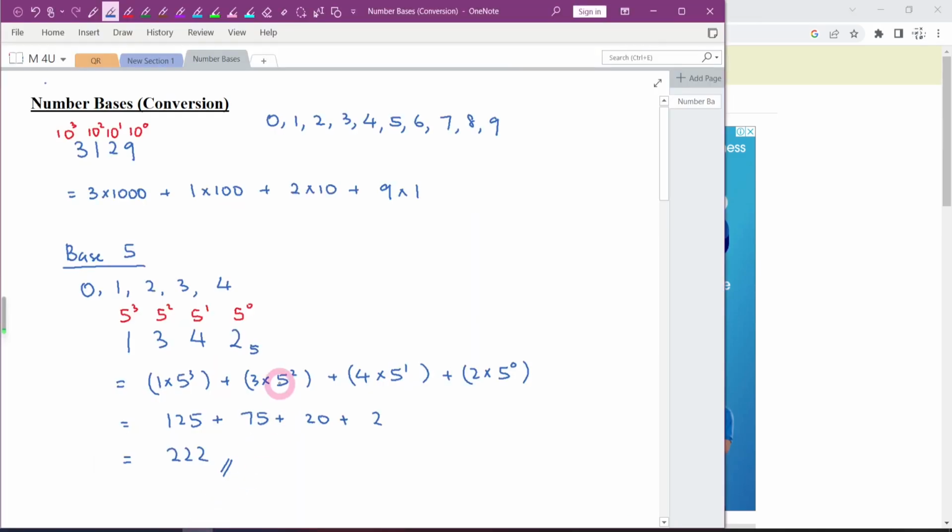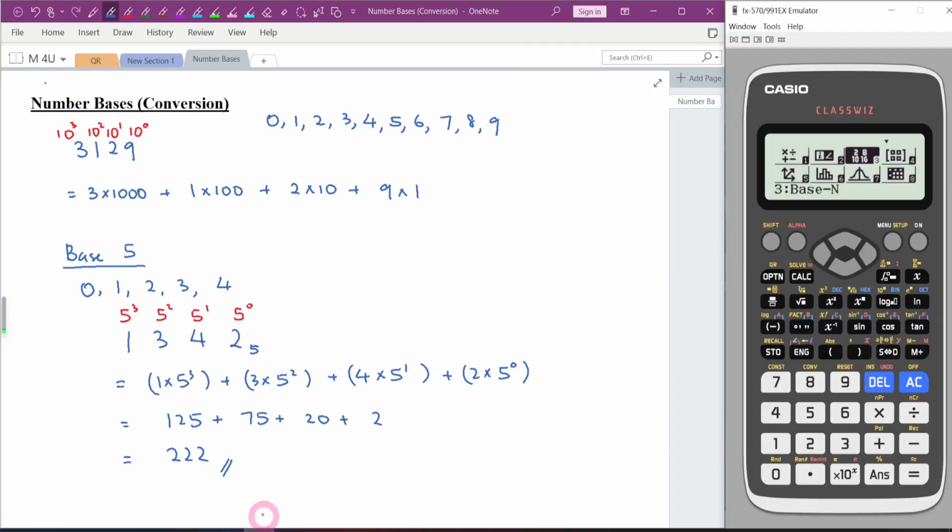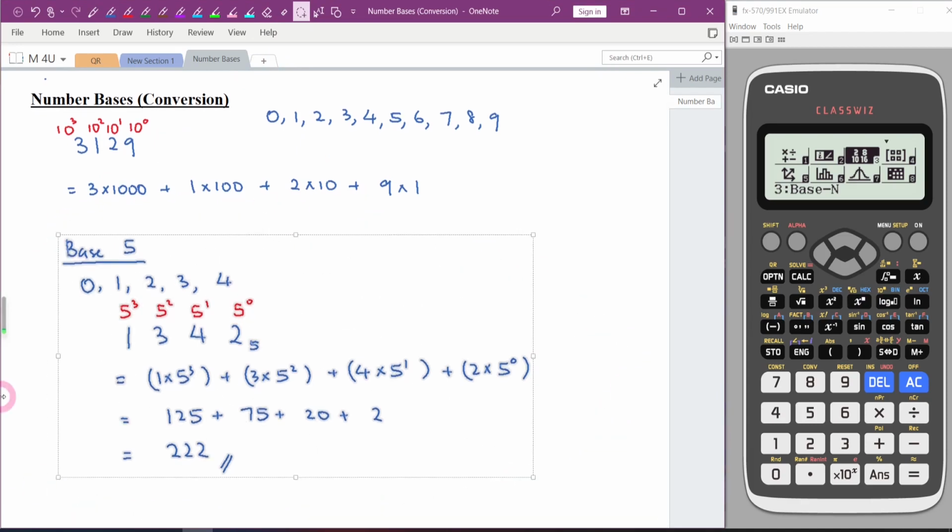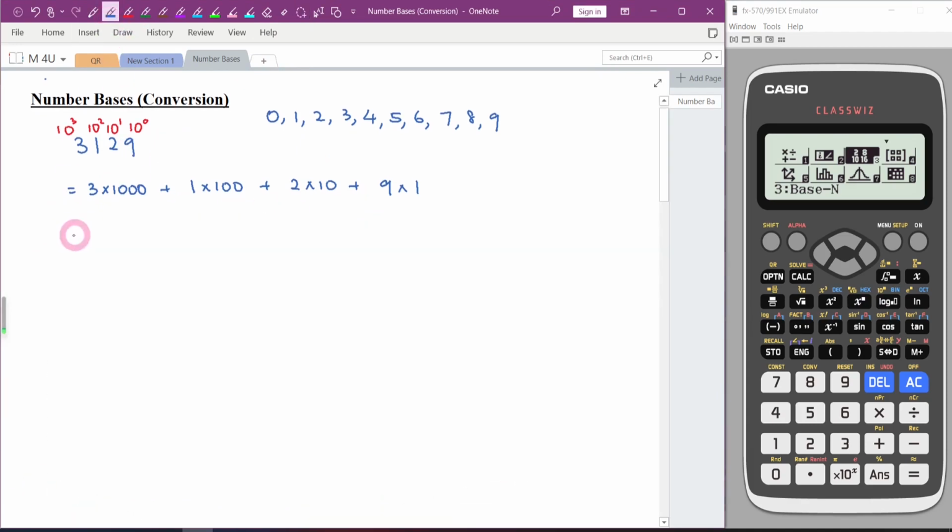Okay, let's go back. Let's try one more, base 4. The same thing for base 4, our calculator cannot help us to do the job, but the website can help us to do the conversions. Base 4. How many digits can we use? 4 digits, which are 0, 1, 2, 3. No 4 and above.